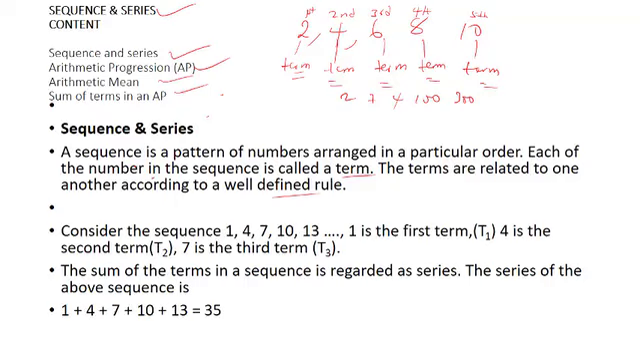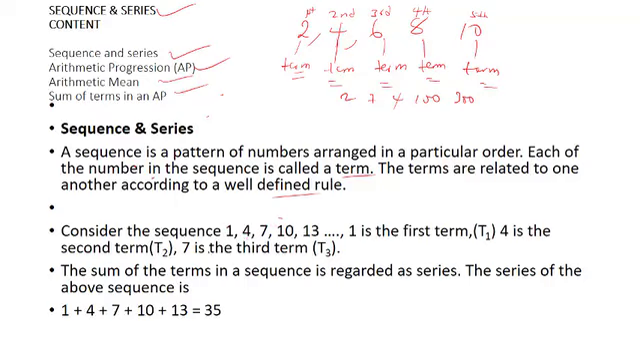Now, let's consider the sequence in front of us: 1, 4, 7, 10, and 13. 1 is the first term of the sequence, just like I explained, because it appeared first. Despite the fact that it's the least among all, it's still the first term. If you remove 1 from here and place it in the middle, then 4 will take the position of the first term of the sequence.